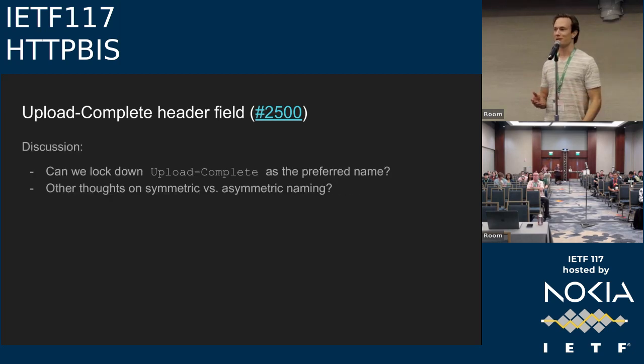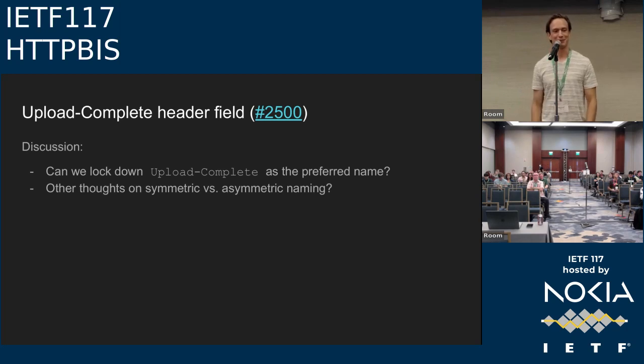One of our questions to the working group is, can we lock down upload complete as the preferred name, or are there other ideas, other thoughts on this symmetric versus asymmetric naming? We'd love to hear your feedback on this if anyone has comments or questions. I see a thumbs up, multiple thumbs up. Does that count as a general consensus?